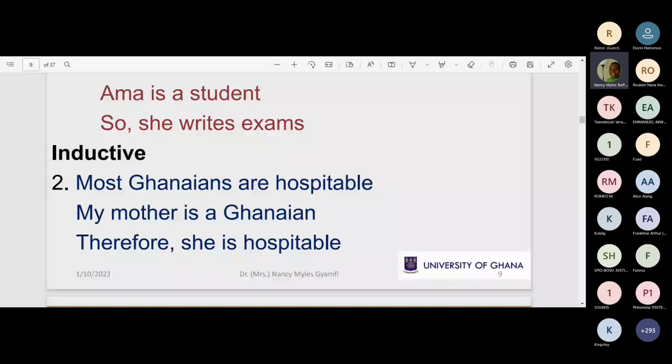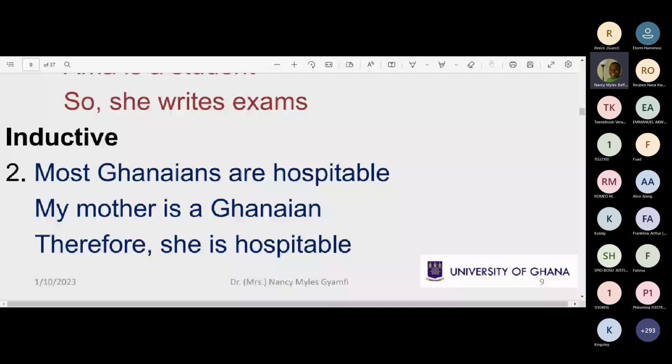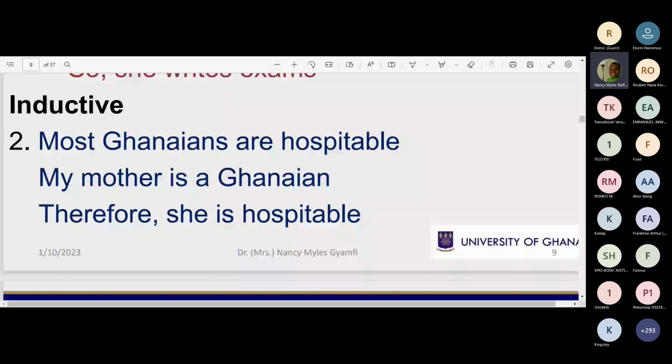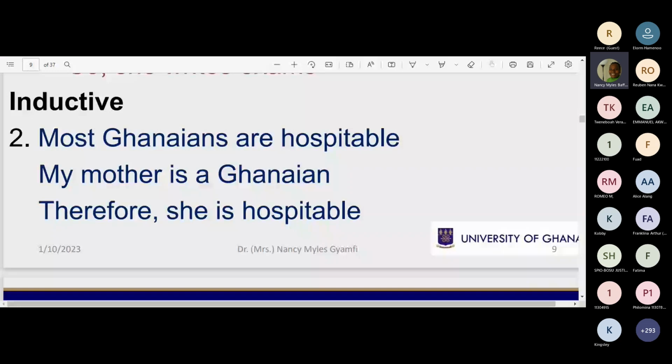Most Ghanaians are hospitable. I want to enlarge it a bit more. Look at that example, so there's no confusion. Most Ghanaians are hospitable. My mother is a Ghanaian, therefore I conclude that she's hospitable. Is the conclusion certainly the case, granted that the premises were true? If we took the premises to be true, will it necessarily mean the conclusion also? No. I hope that is the answer that the hands that are raised sought to say. Not necessarily. Because we said most. And most doesn't mean all.